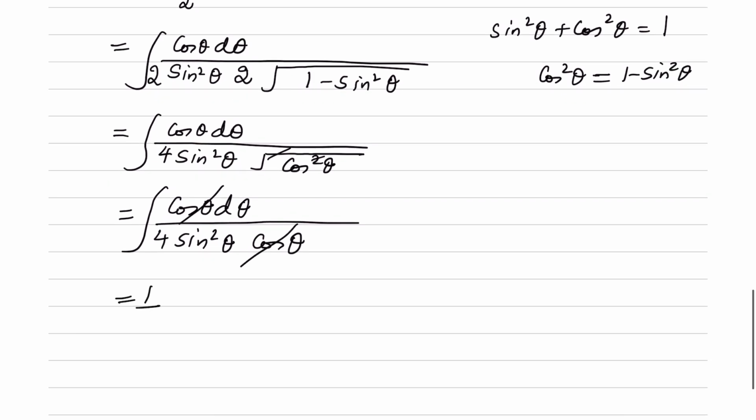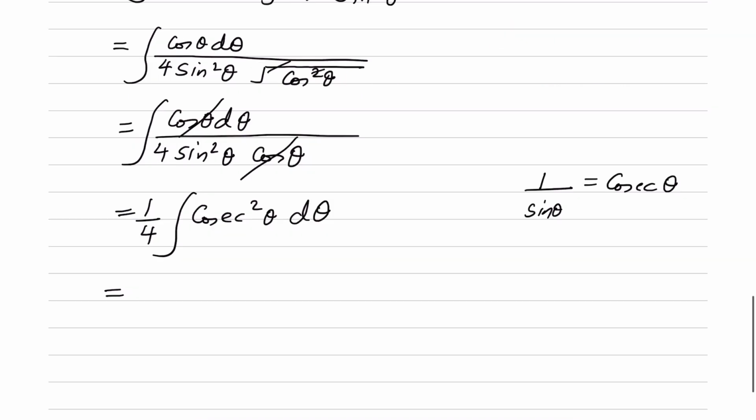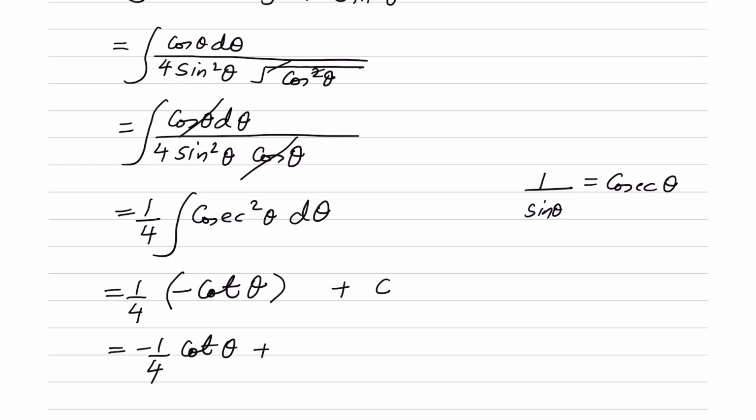We take 4 out, and we also know that 1 over sine theta is equal to cosecant theta. So here 1 over sine square theta could be written as cosecant square theta d theta. We know by formula that the integral of cosecant square theta d theta is equal to minus cot theta plus some constant. So minus 1 over 4 cot theta plus some constant.